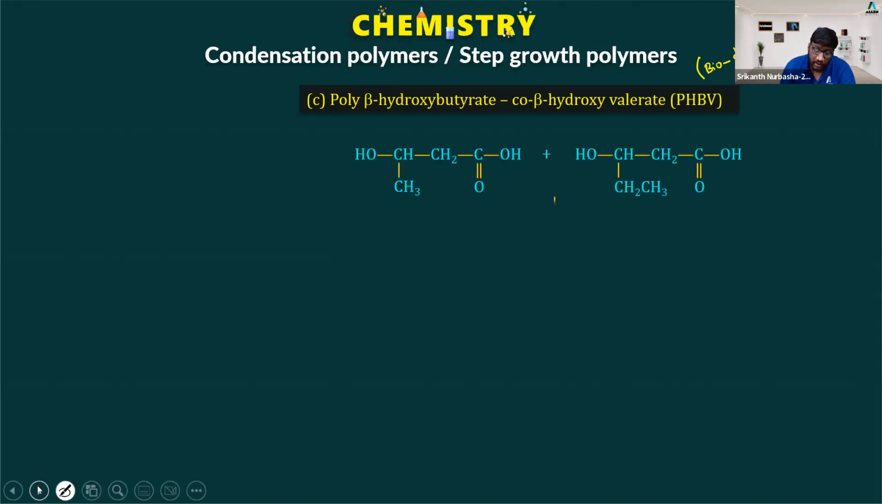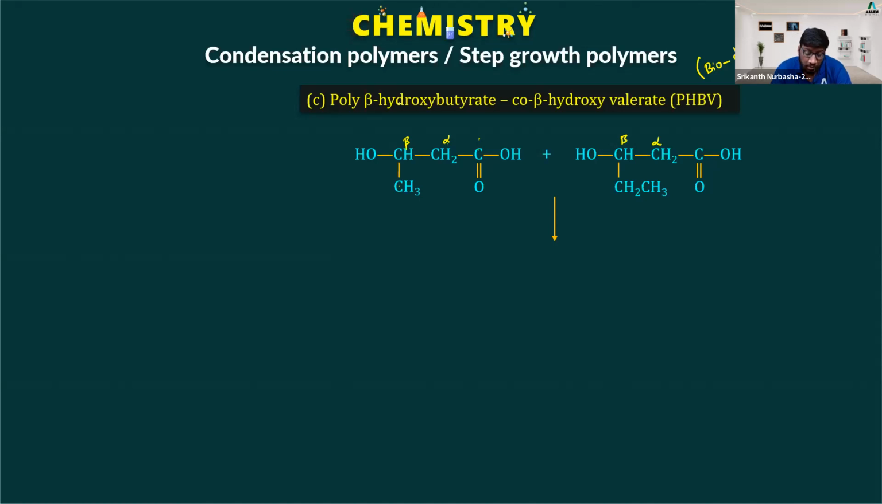Poly beta hydroxybutyrate co beta hydroxyvalerate, PHBV. If you look carefully, it is butyric acid. In butyric acid, if you go with the numbering 1, 2, 3, 4, four carbons are there. This is the alpha carbon to which COOH is directly connected, then the beta carbon. On the beta position, you have an OH group. Same with the next molecule, valeric acid: 1, 2, 3, 4, 5 carbons are there, and this is the alpha carbon, this is the beta carbon. On the beta carbon, you have an OH group.